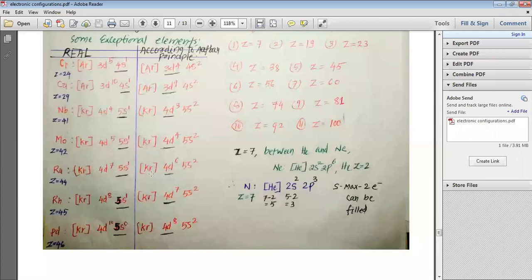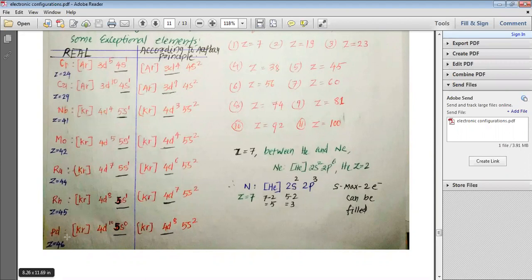Same way in ruthenium, Z is equal to 44, you can see that it should be the electronic configuration of krypton 4d6 5s2, but instead of 4d6 it turns into 4d7, and the electronic configuration of ruthenium is krypton 4d7 5s1. Same way in the electronic configuration of rhodium, where the atomic number is 45, it should be krypton 4d7 5s2, but instead of krypton 4d7 it turns out to be krypton 4d8 and 5s1.